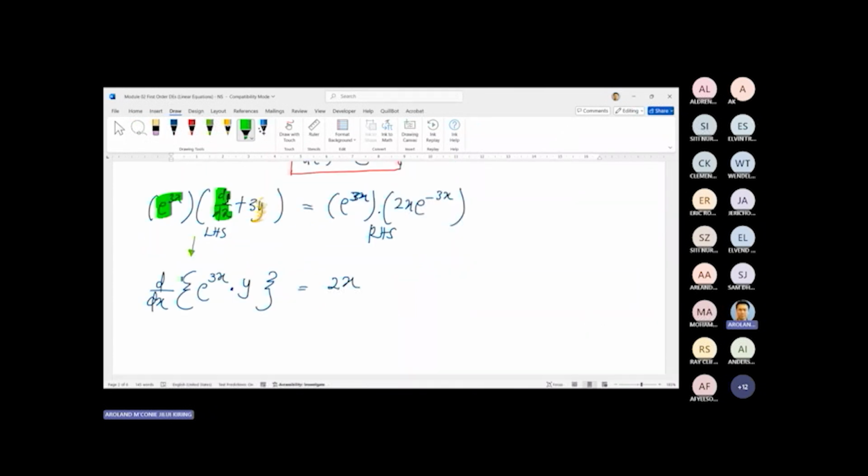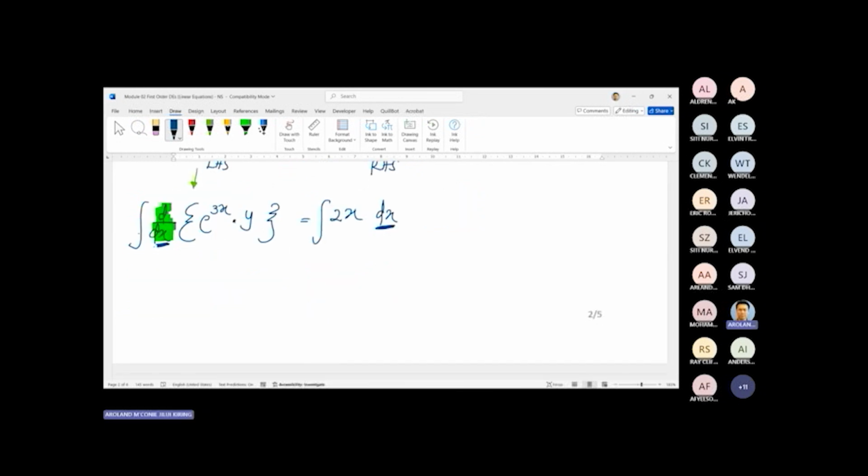So now we want to get rid of this differentiation here, because we want to solve for y. So to get rid of it, we integrate both sides with respect to x, because we want to get rid of dx. This will get rid of dx, so we are left with e to the power of 3x multiplied by y.